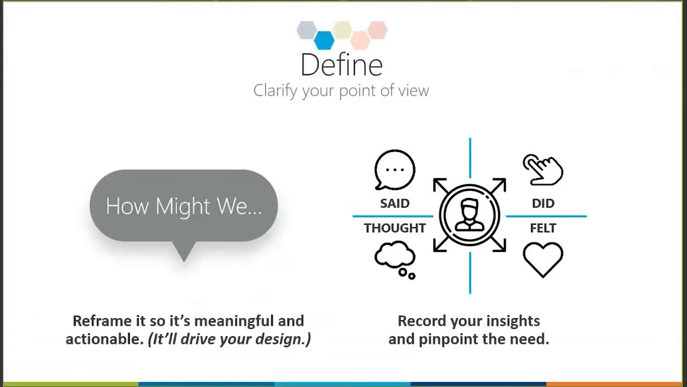First, to help clarify your point of view, one tool that we tend to use in design thinking is how might we. Rather than just using a blanket problem statement, we turn that problem statement into a how might we question. And the reason that we do that is because when you reframe a problem as a how might we question, it makes it meaningful and actionable, and it helps to drive your design.